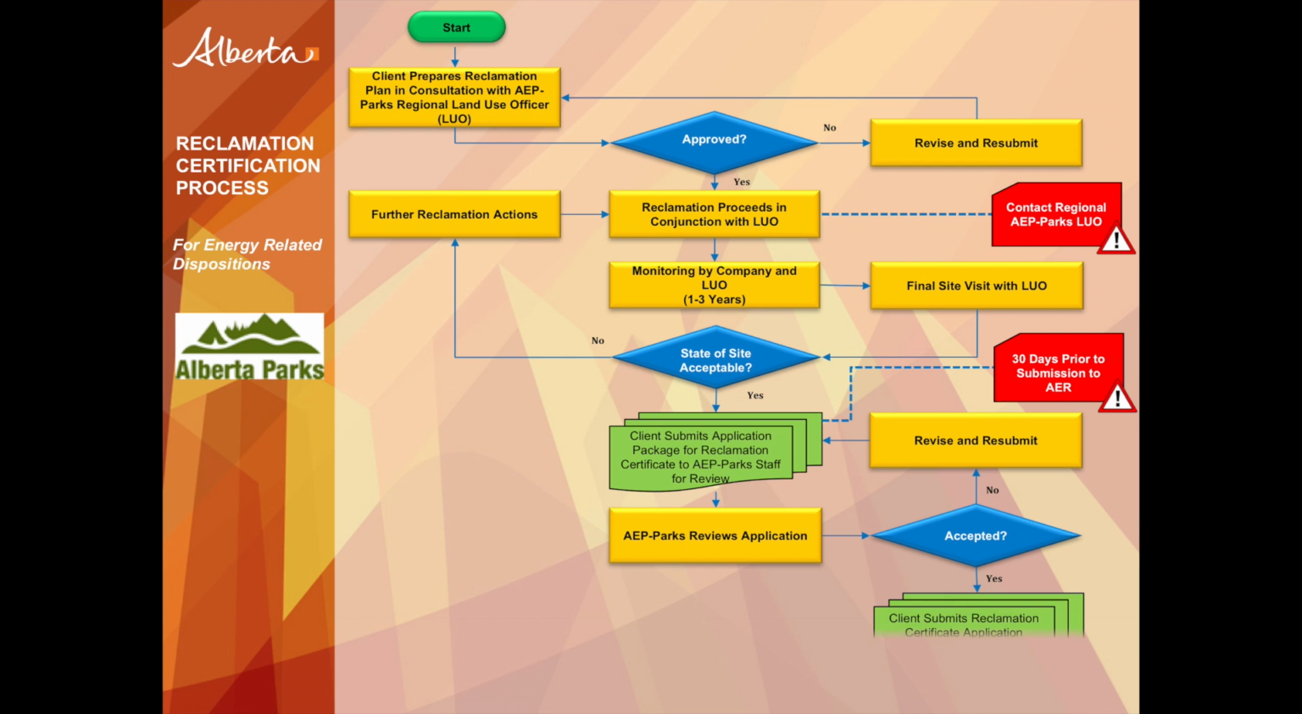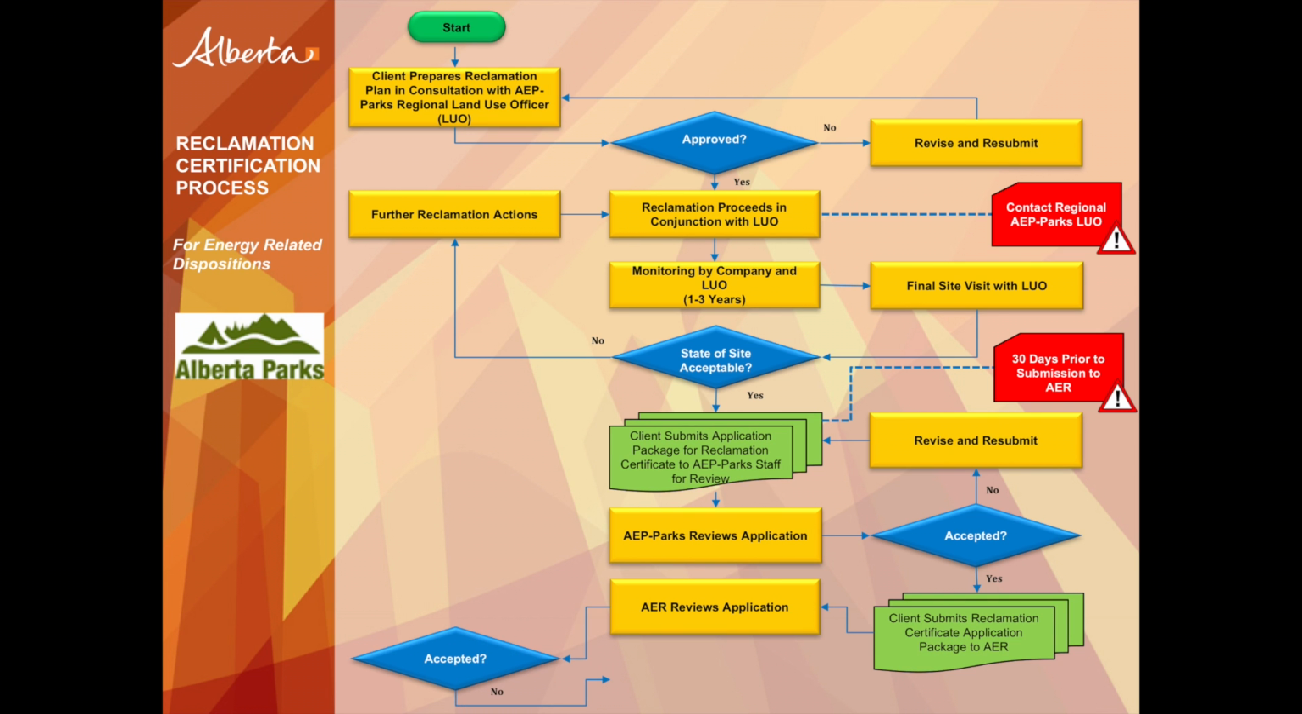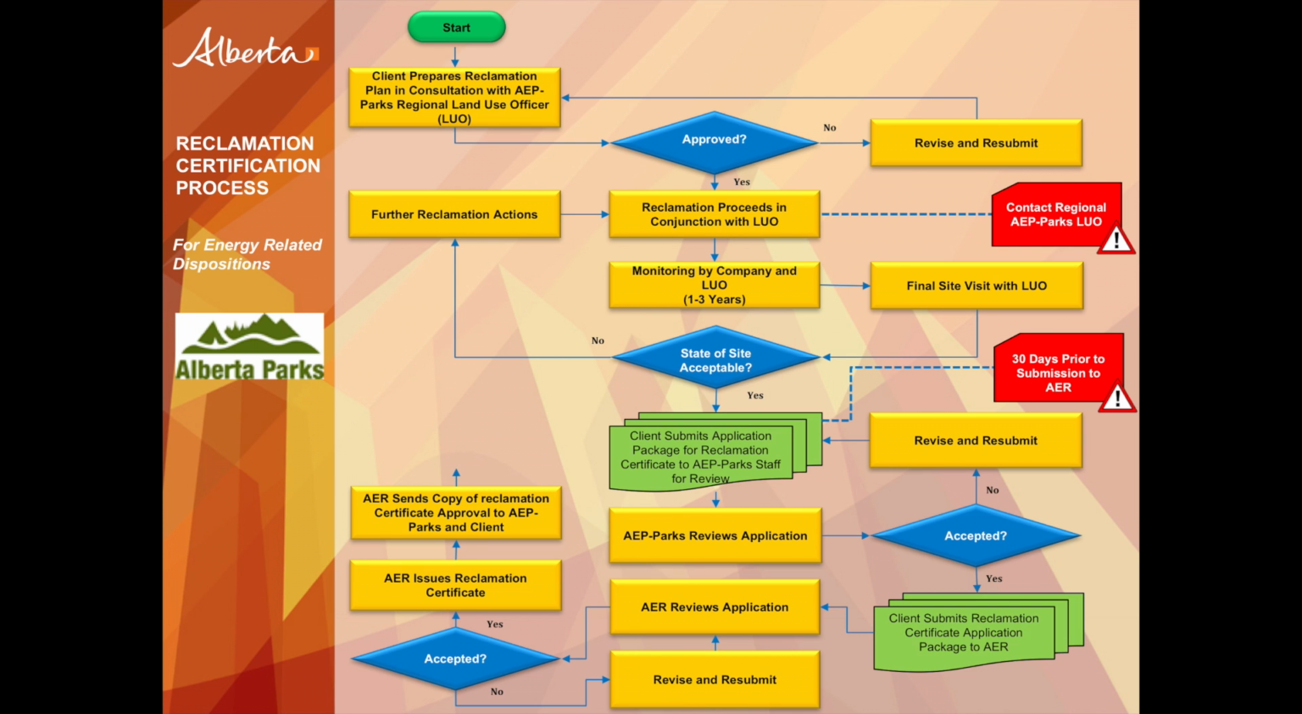If it has been accepted, now it is time to submit it to the AER. This is where it gets a little bit vague for me, because AER is a fairly new process with parks, and we've just started to open up the dialogue on and move more smoothly with aligning both of our processes. AER reviews it, and once again, it can either be accepted or not. If it's not, it's revised and submitted. If it is accepted by AER, then you will get your reclamation certificate. We will get a copy in parks of that reclamation certificate, and finally, you are done.